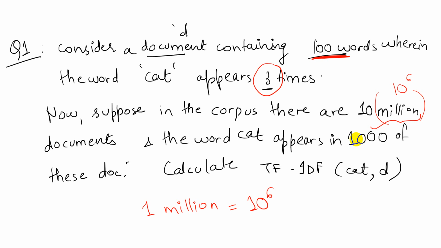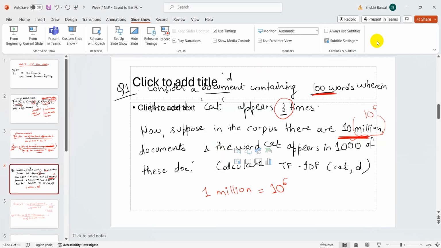Please interact and tell. Please unmute and tell. How many documents are there in the corpus? Anybody? 10 million? Is anybody there in the class? Please interact. We'll be able to learn much more efficiently.